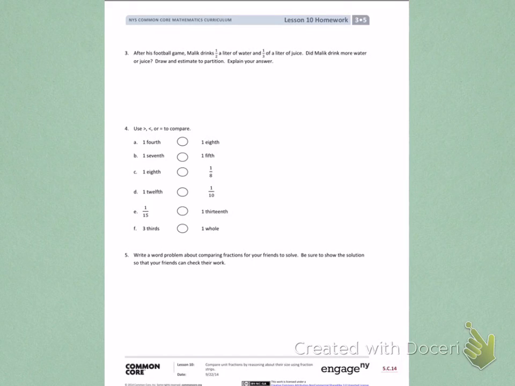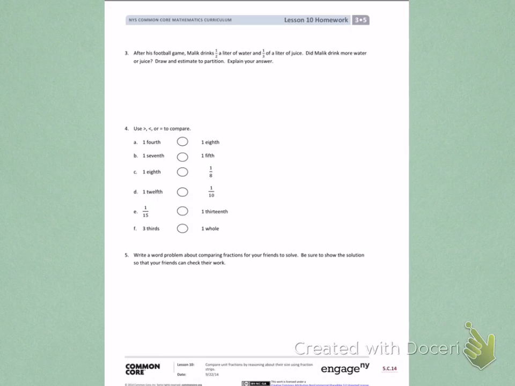This is Module 5, Lesson 10 Homework, Side 2. Number 3. After his football game, Malik drinks 1/2 a liter of water and 1/3 of a liter of juice. Did Malik drink more water or juice?